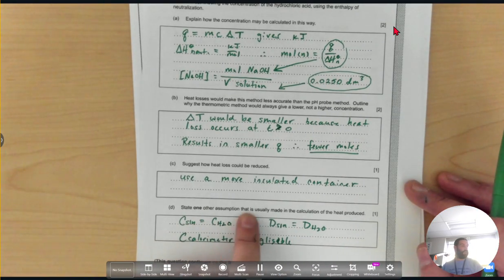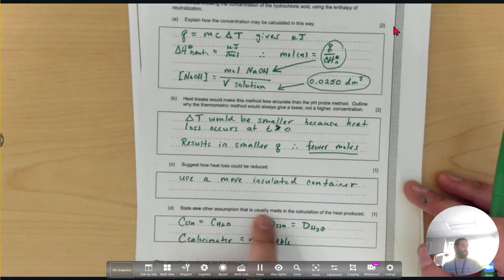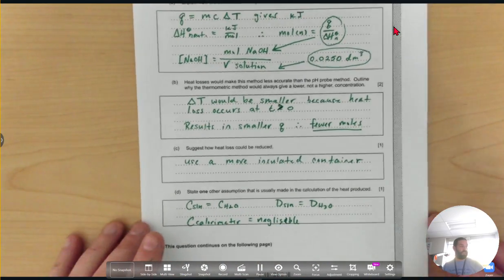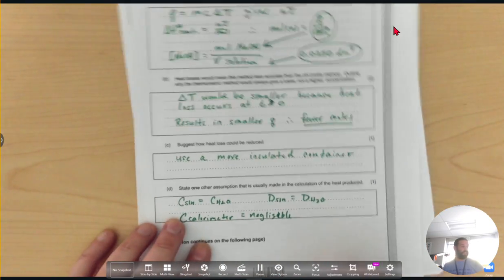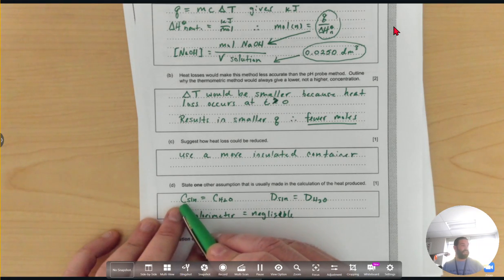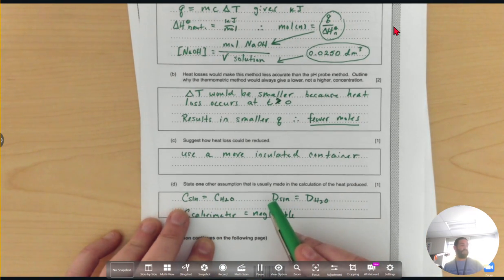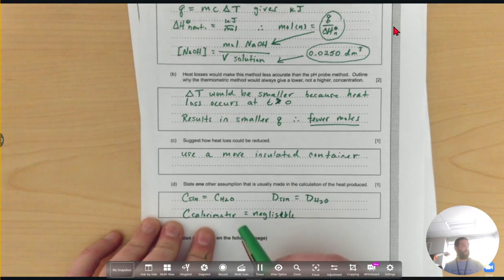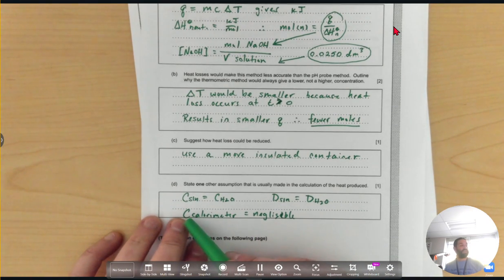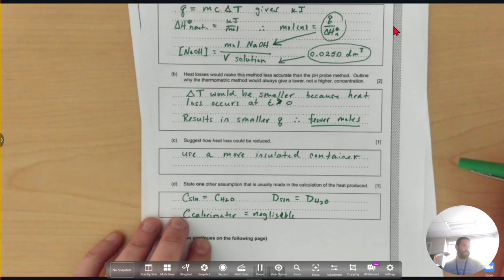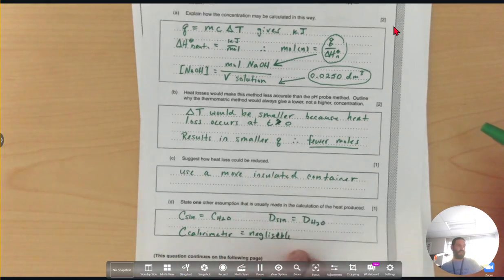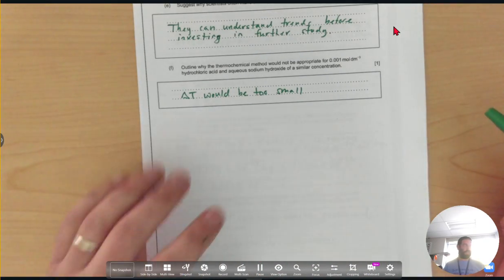And then here's a state one assumption. Another assumption that's usually made in the calculations that use these Q equals mc delta T calculations: we assume that the specific heat of the solution is equal to that of water. We also assume that the density of the solution is equal to that of water. The last thing, we assume that the specific heat of the calorimeter is negligible, so that the calorimeter does not lose or gain any heat during the process.